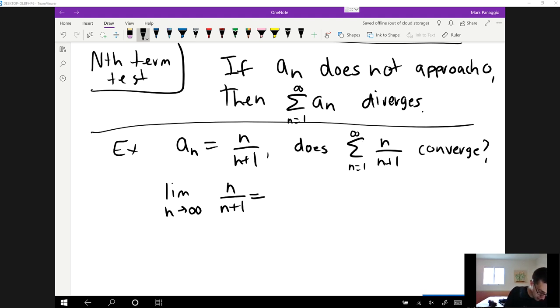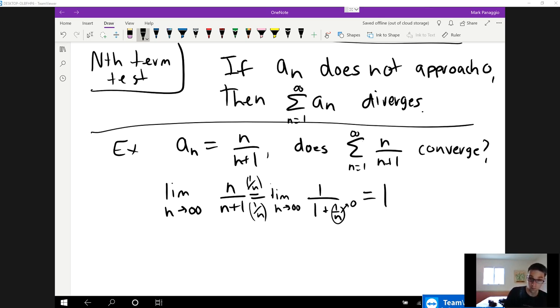Well, you could imagine dividing the top and the bottom by n. We're essentially multiplying by 1 there. And if we do that, we'll now have a limit as n goes to infinity of 1 over 1 plus 1 over n after multiplying through. And notice now, as n goes to infinity, we'll see that this goes to 0. And so we're left with just 1. And so the individual terms, the things that we're adding up, are approaching 1.